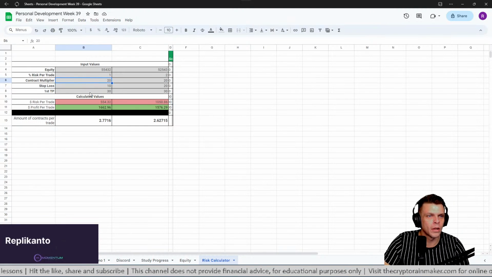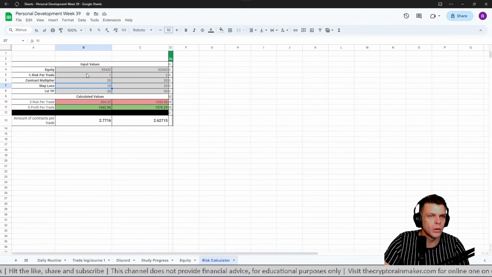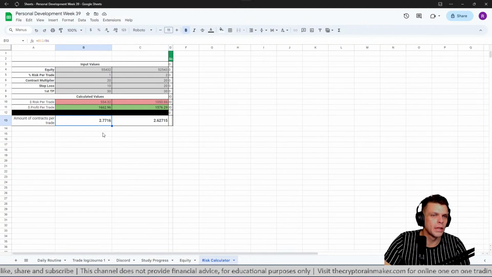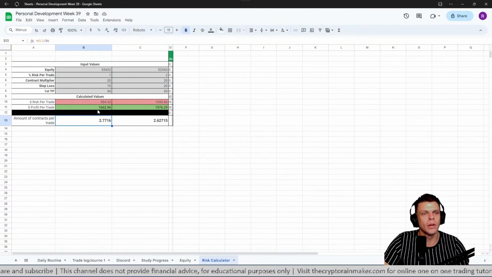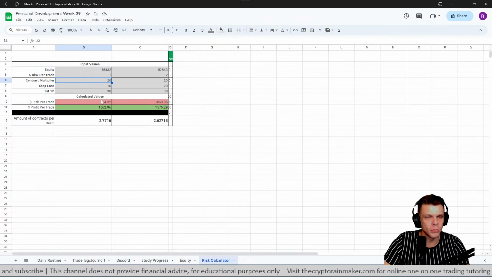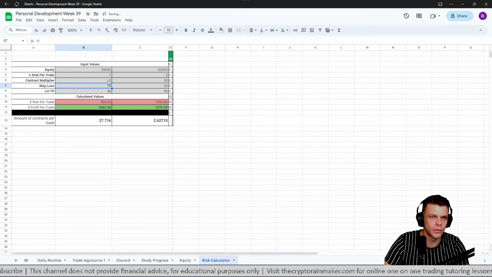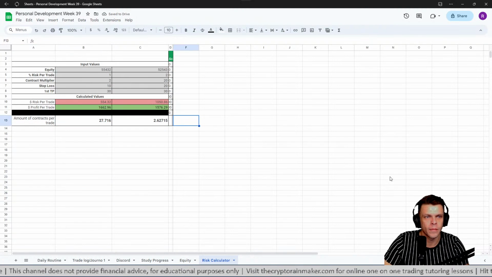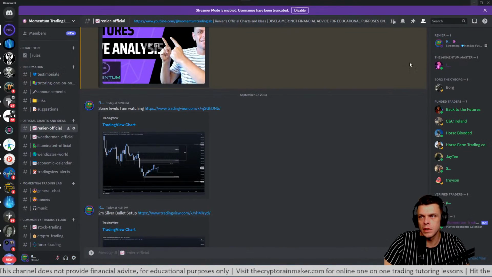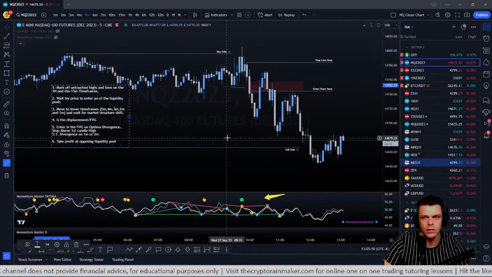The contract multiplier is 20. So if the stop loss is 10 points and we only want to risk 1% of our equity, then it tells us we can use 2.7 mini contracts. You can round that either up or down. That is totally up to you. Or you can make the contract multiplier smaller for the micro. So let's make it 2 for the micros, and then you can use 27 micro contracts. All right, so that was basically the rules for the silver bullet.